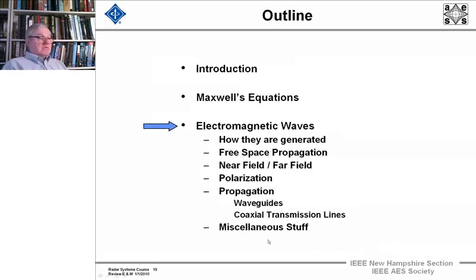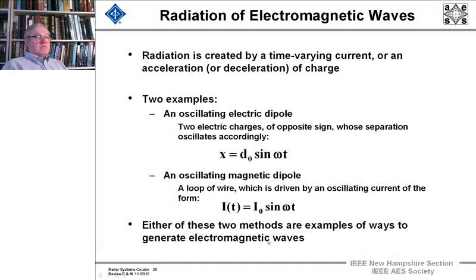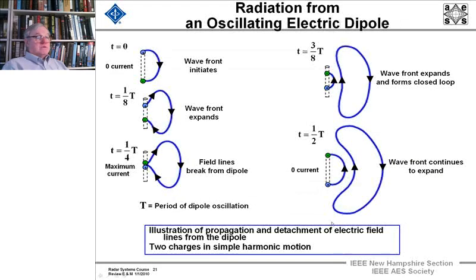Now on to electromagnetic waves and how they're generated. Radiation is generated by time-varying currents, as I was alluding to, or the acceleration or deceleration of a single charge. Two examples are an oscillating dipole, here's the expression for it, along the two charges of opposite sign whose separation oscillates accordingly, and a loop of wire which is driven by an oscillating current of this form. Either of these methods are examples of where you can generate electromagnetic waves.